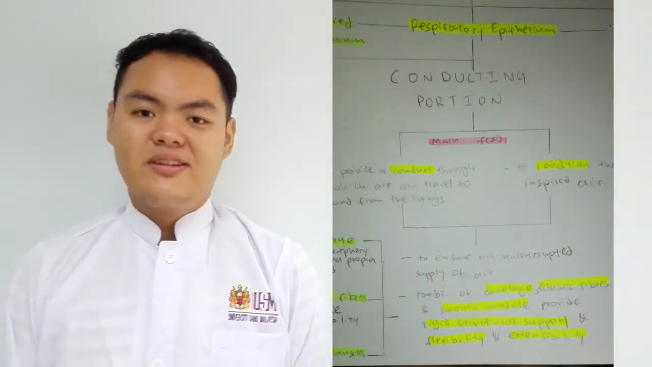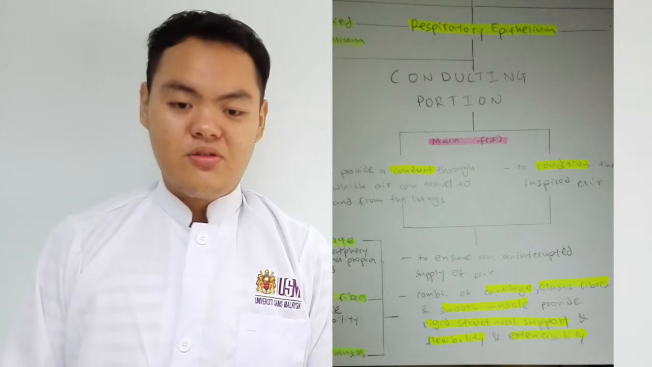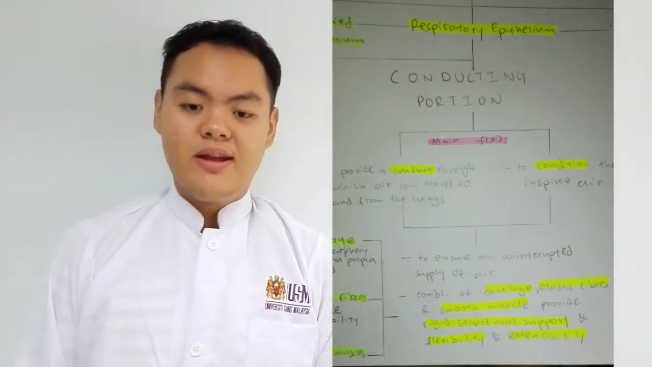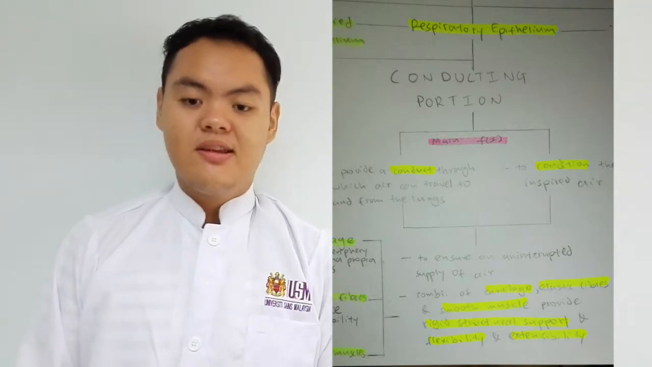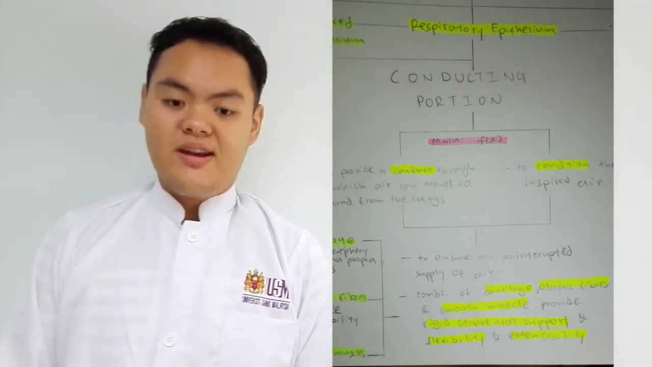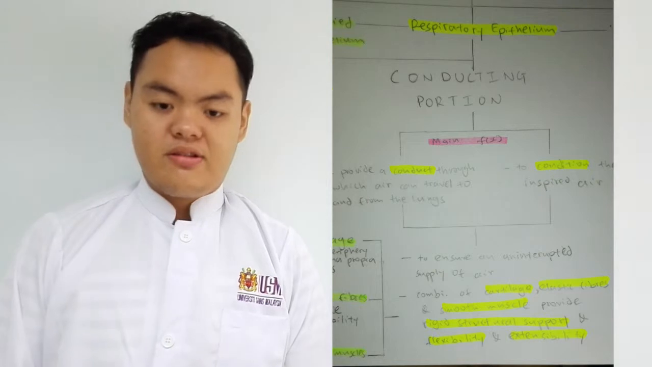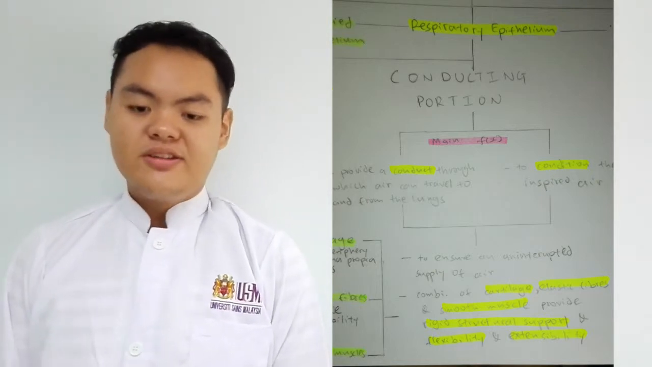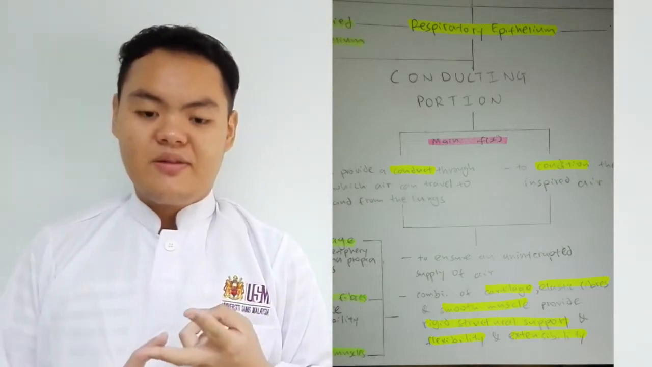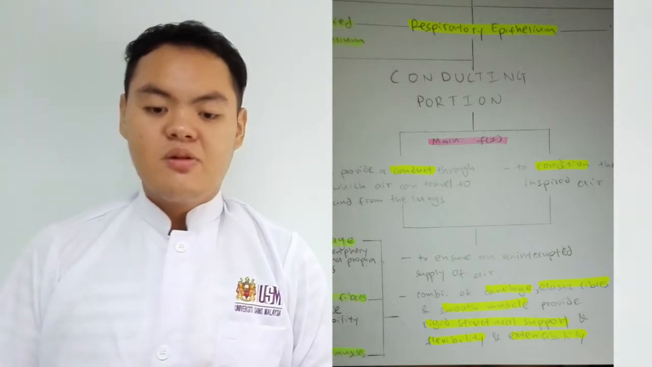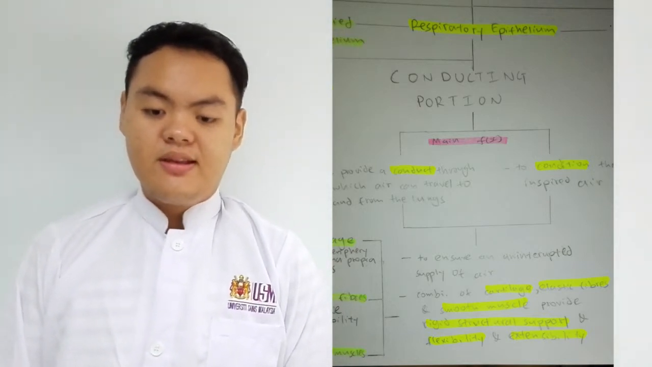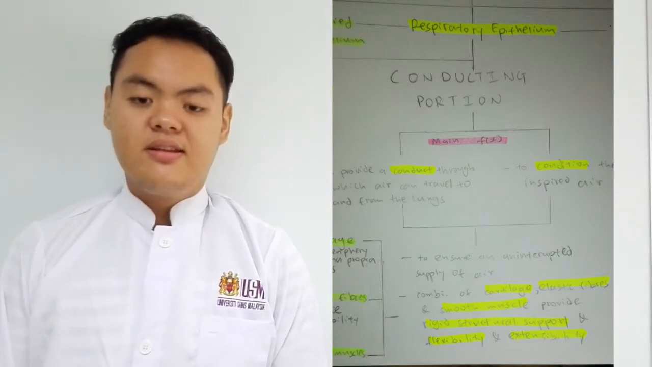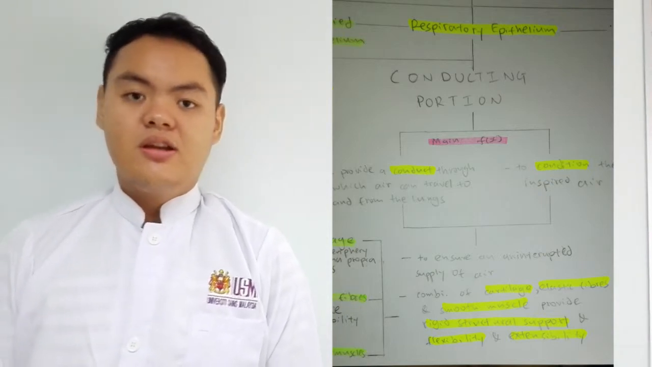Basically, the conducting portion has two main functions, which is to provide the conduit through which air can travel to and from the lungs, and to condition the inspired air. To ensure an uninterrupted supply of air, a combination of cartilage, elastic fibers, and smooth muscles provide rigid structural support and flexibility and extensibility to the conducting portion.